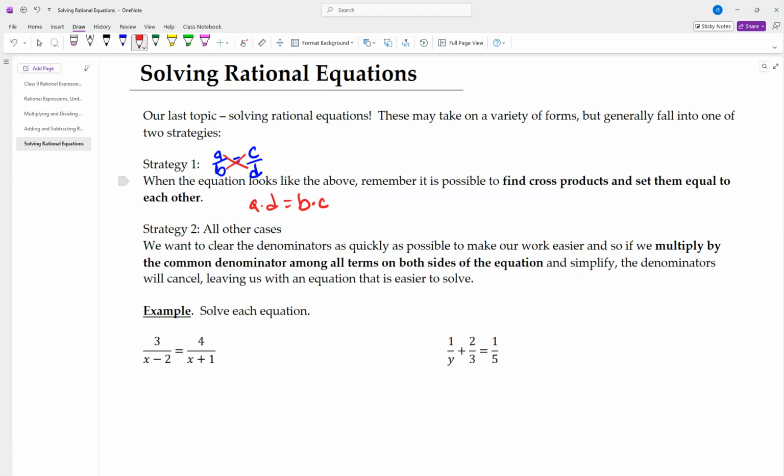All other cases, and I have this in bold, I'm going to highlight it again, though: we want to multiply by the common denominator among all terms on both sides of the equation. That will clear the denominators after we simplify. So then we just don't have to work with fractions, or rational expressions, just not anything with a denominator. All right, let's dig in.